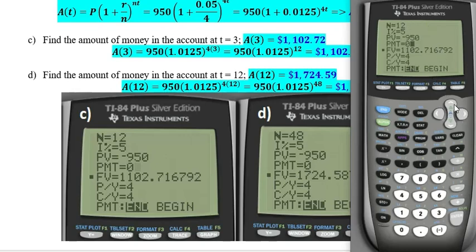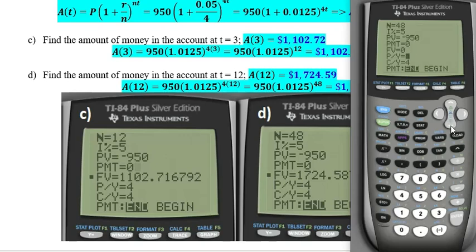Then for the second one, simply change this. It is 12 years quarterly times 4, and that is 48. The interest rate is 5. The investment is 950. PMT, we don't care, that's for annuity. And we are trying to calculate the future value.